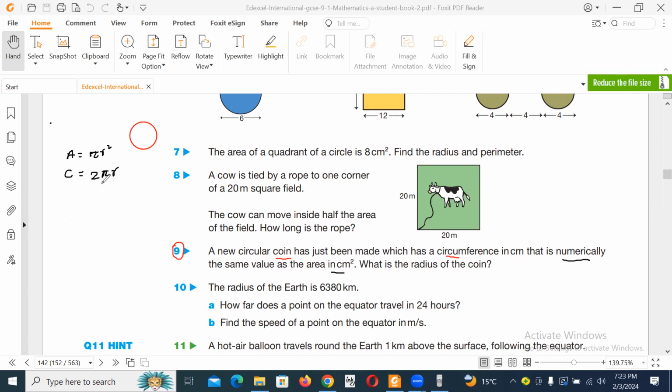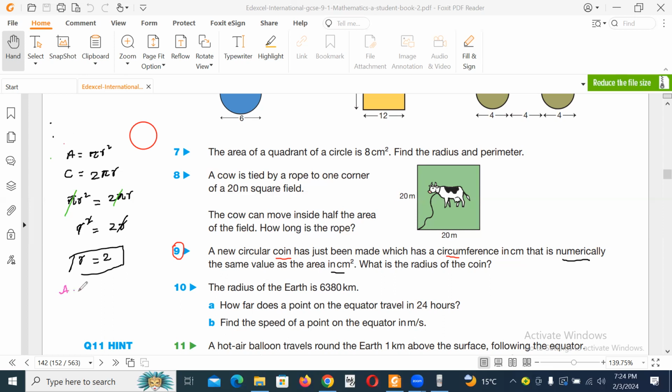So if they have numerically the same values, we can compare pi r squared is equal to 2 pi r. So we can cancel pi from both sides. So the rest we have r squared is equal to 2r, then r squared we can cancel with r, then the rest we have r is equal to 2. So for the value of r equal to 2, we can say that they both are equal.